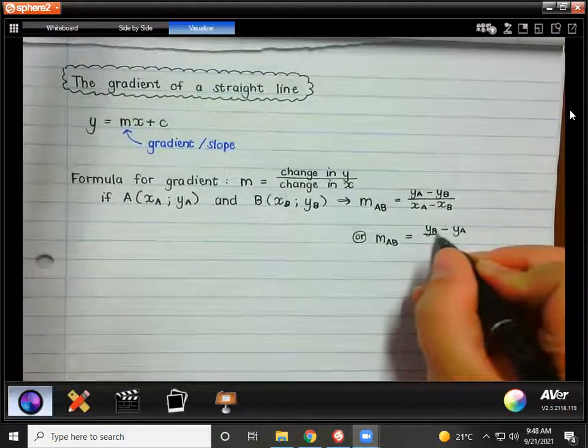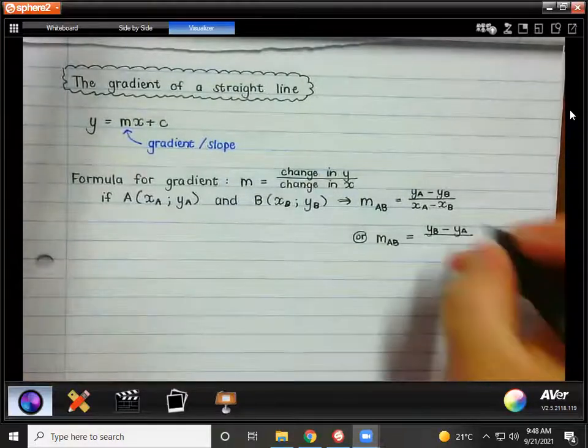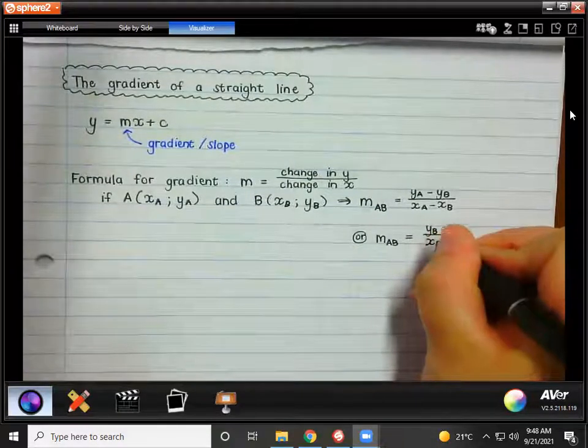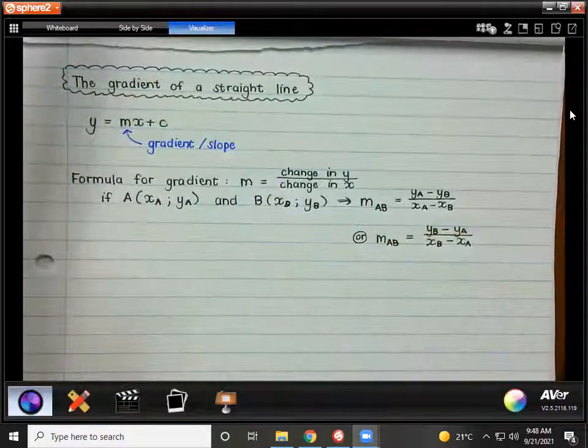But like I said before, if you're taking the y value of B and you're subtracting the y value of A, you have to do the same thing with the x values. You also have to take the x value of B and subtract the x value of A.